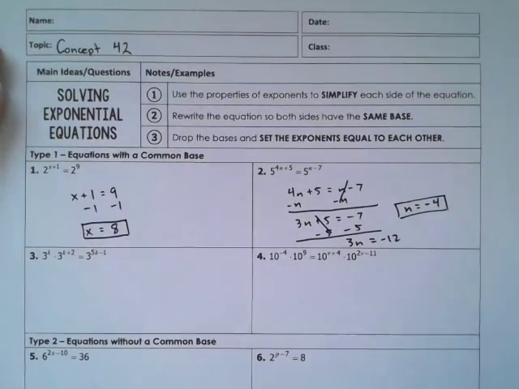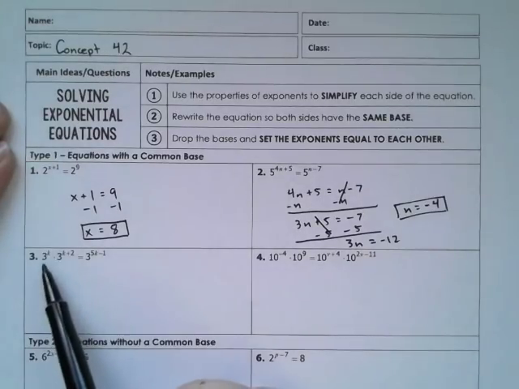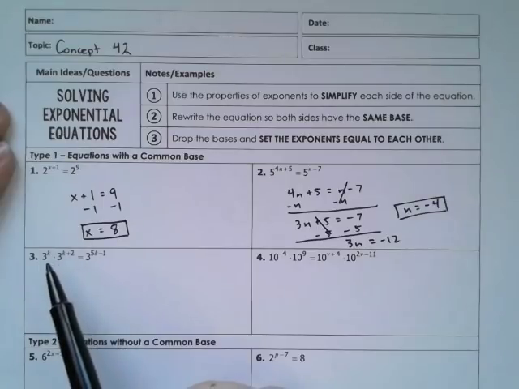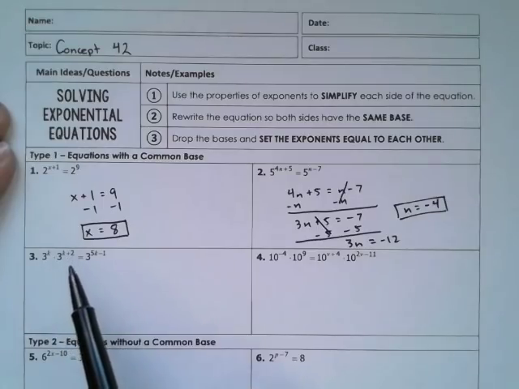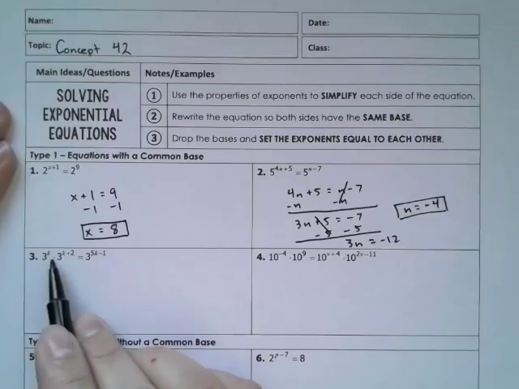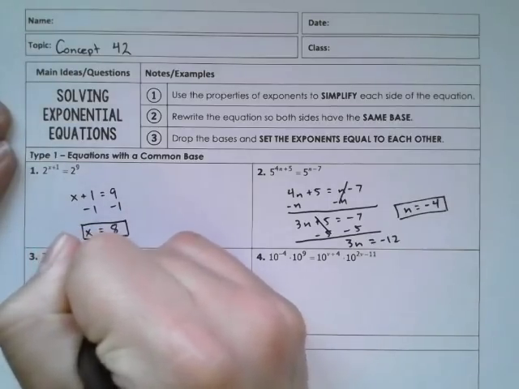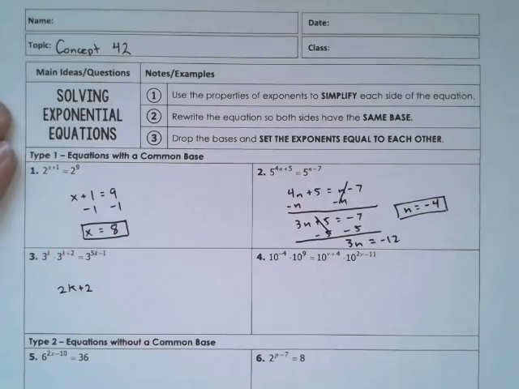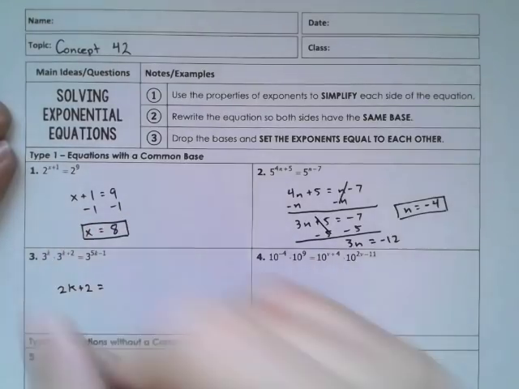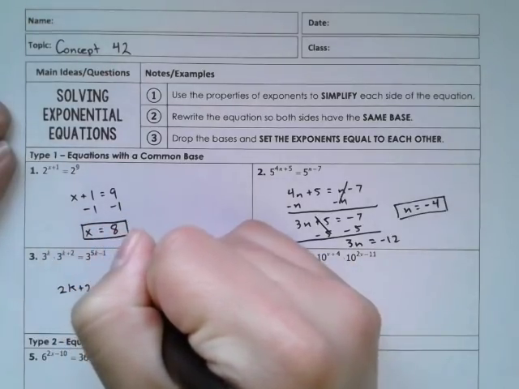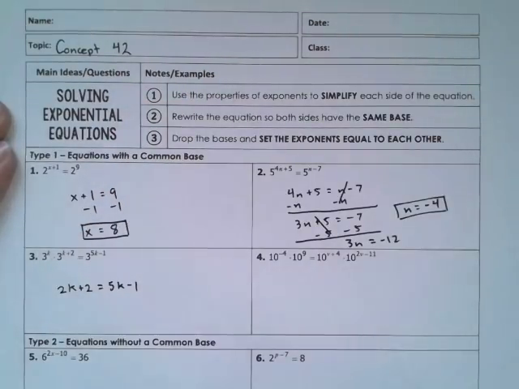Next one, I have two terms here on the left side being multiplied, and I have one on the right side. Okay, 3 to the k times 3 to the k plus 2. Properties of exponents, same base, so I can add my exponents. I get k plus k plus 2, so I get 2k plus 2. Okay, I added my exponents there. And then that's equal to the right side's exponents, 5k minus 1, because all of these are the same base.